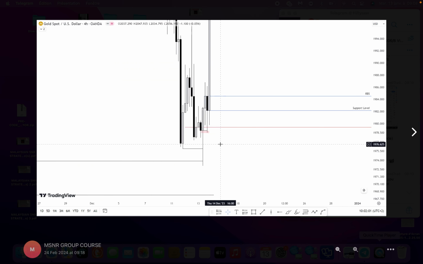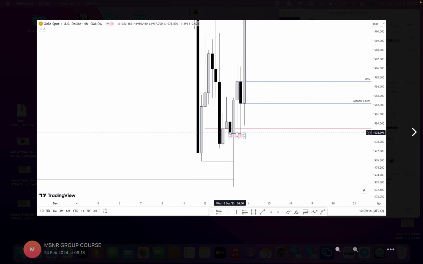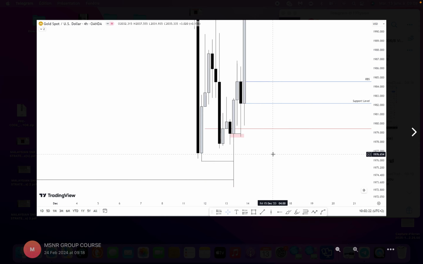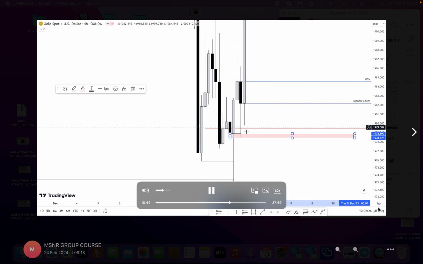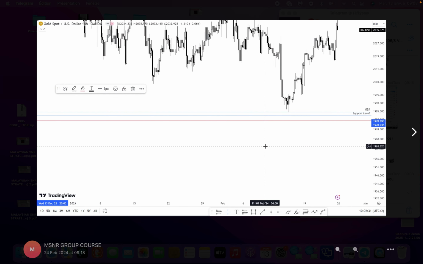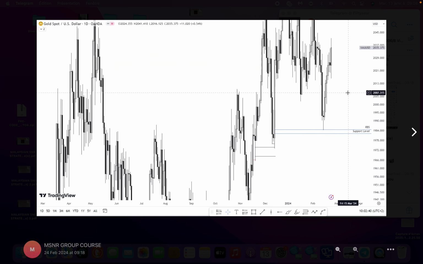If this candle right here, if this area of support was not tapped by this candle, we would be looking at something different. We would be wanting to buy from here, because this area would not have been mitigated. But in this case, it was mitigated. So there's no reason for us to use this daily level. We have to use the 4 hour area. And then price just shoots higher.